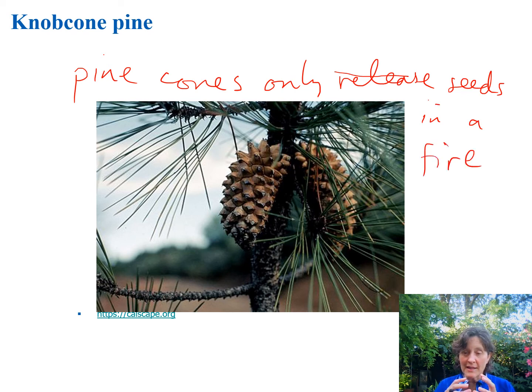And so the heat of the fire causes the cone to open up and release its seeds, and then the seeds have this nutrient-rich soil because the fire has swept through. They don't have competition very much because a lot of the other plants have been killed by the fire. And so you get these forests of knobcone pine. They usually only live about 80 years. Not a very long-lived pine, but these stands of knobcone pine are really good transitional species for new forests to grow.